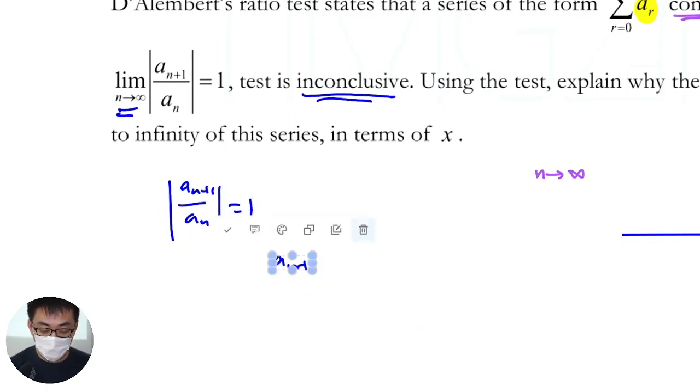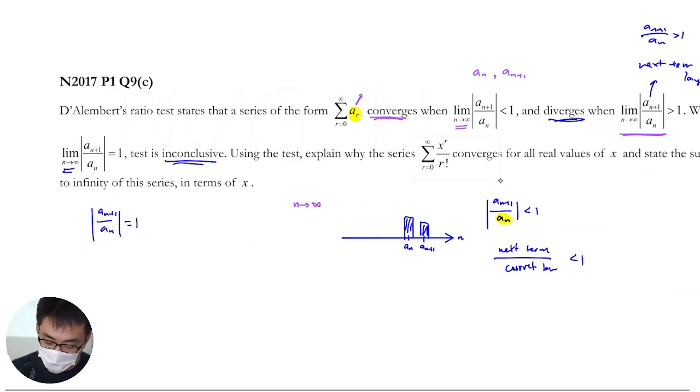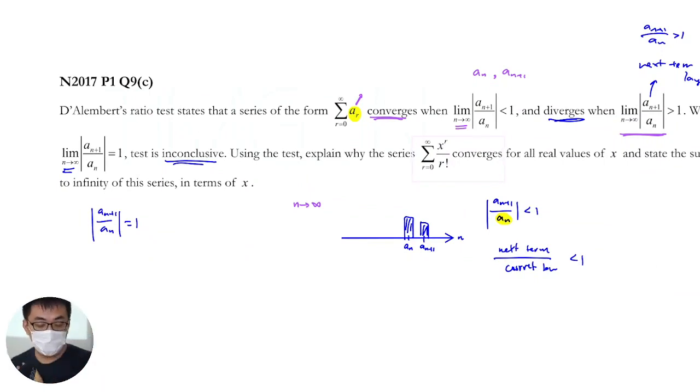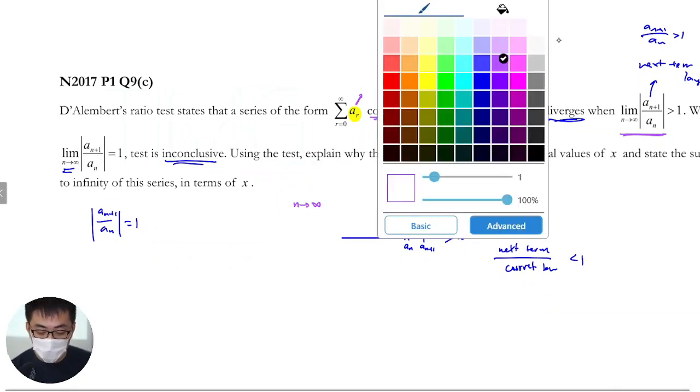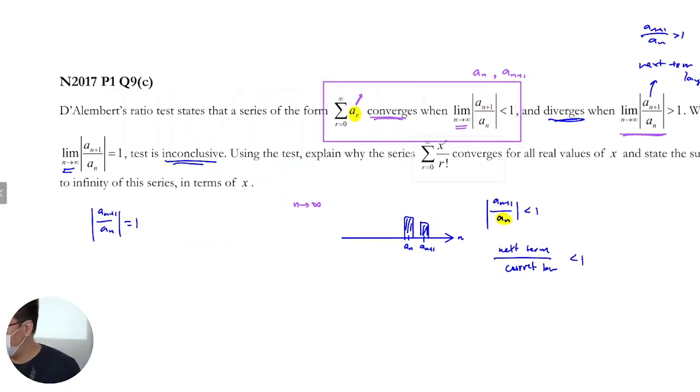But never mind, we put that aside. Now, using the ratio test, explain why this series converges for all real values of x and state the sum to infinity of this series in terms of x. Okay, so if you're converging, you are looking at the one that converges here. The divergent one, nobody cares about. You just look at that small part.